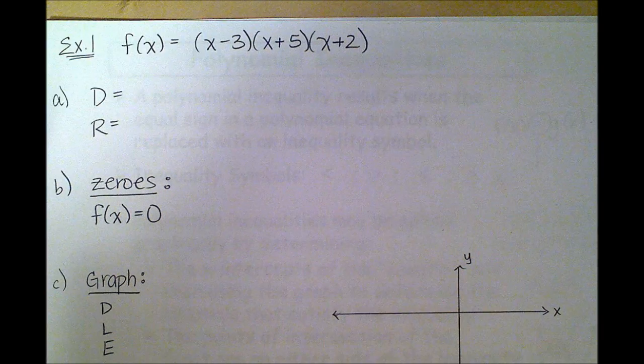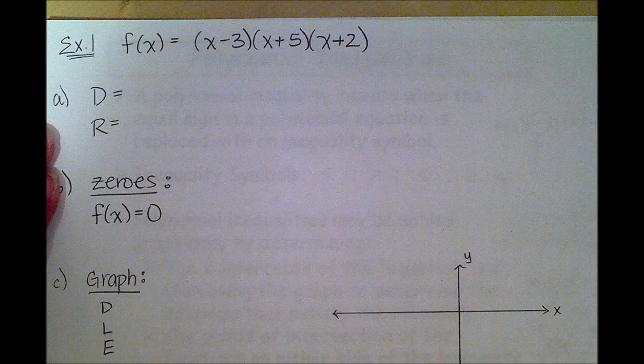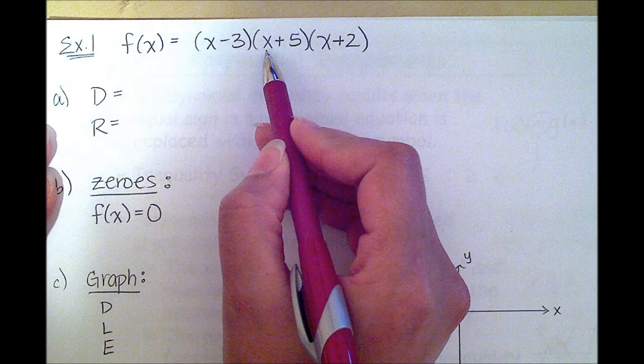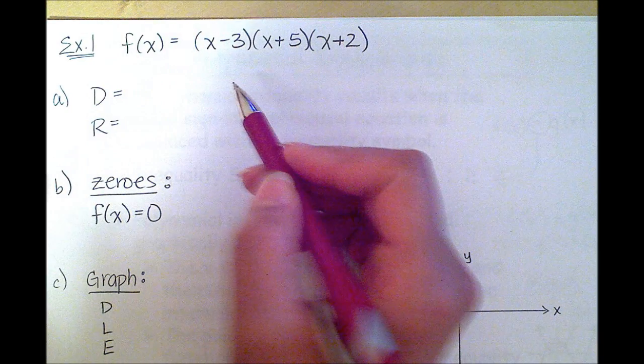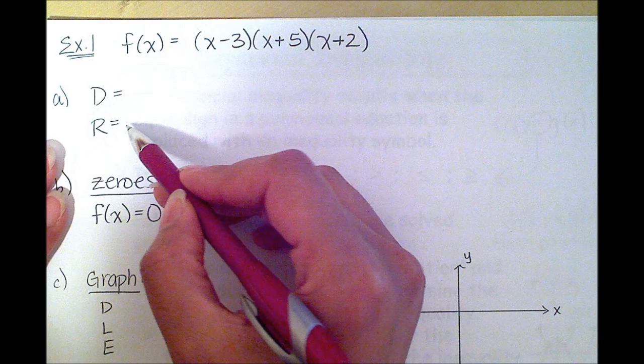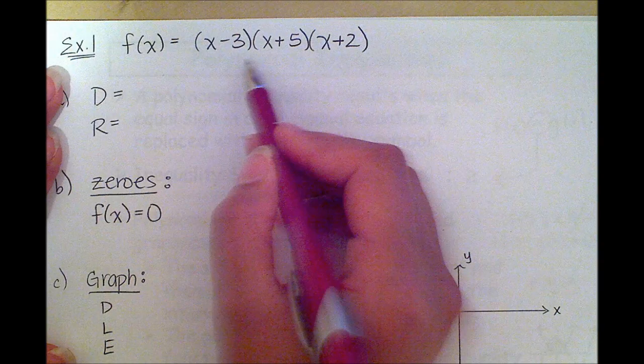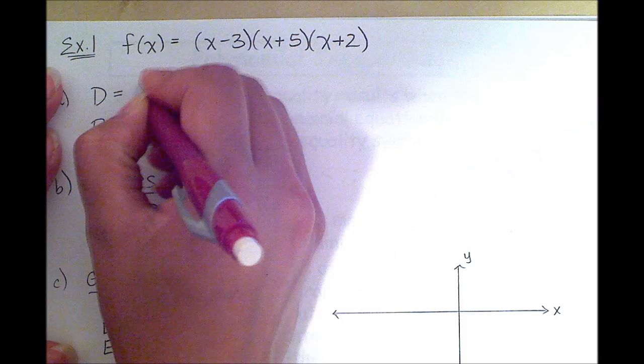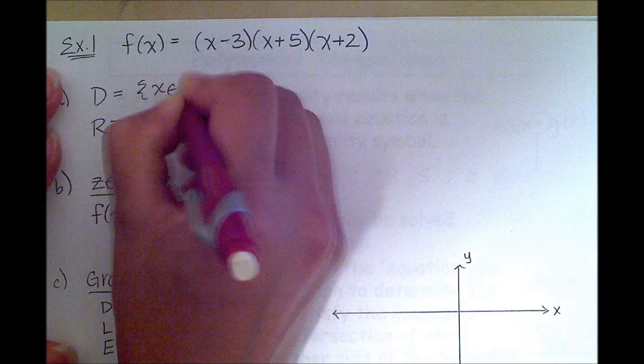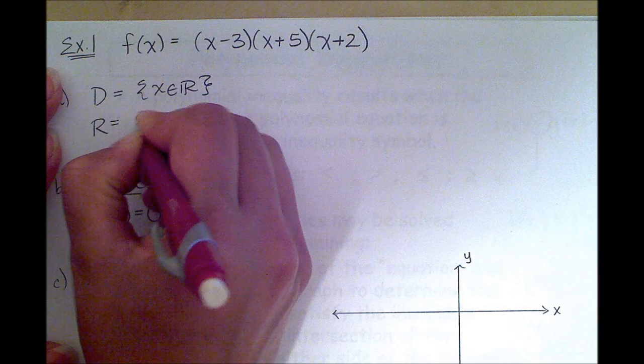So for the example, starting with the domain and range, I know it's a cubic function, so the domain will go infinitely to the left and to the right, and the range will also go from negative infinity to positive infinity. There's no restrictions on the domain and range. So my domain is all real numbers, and my range is all real numbers as well.